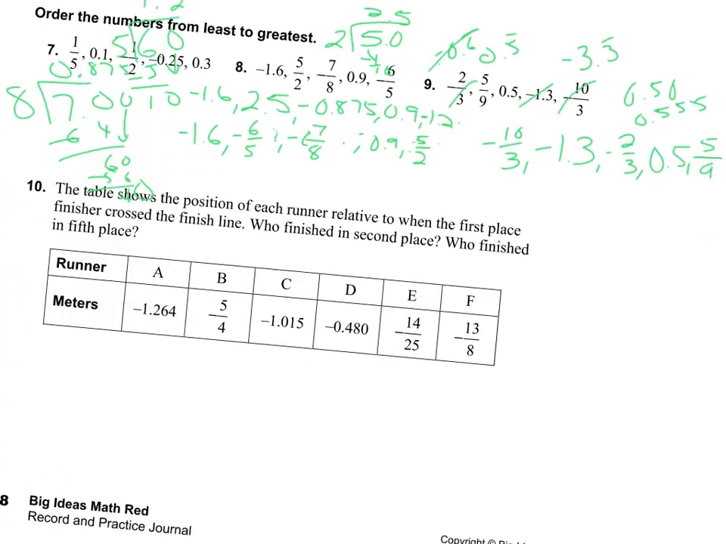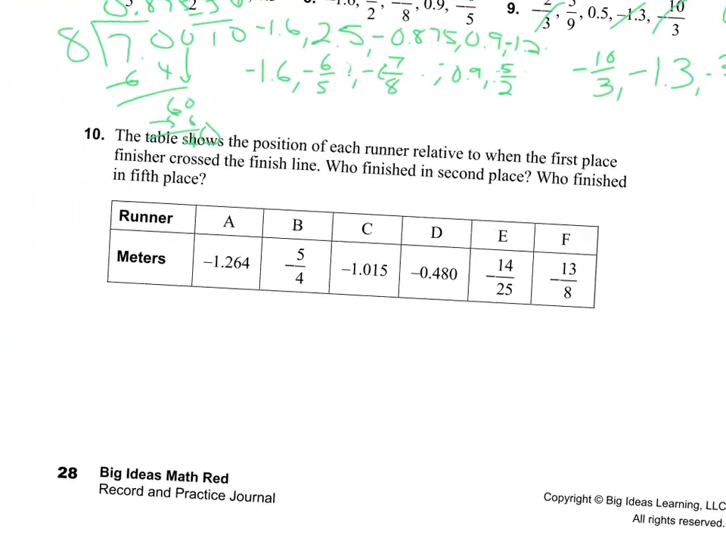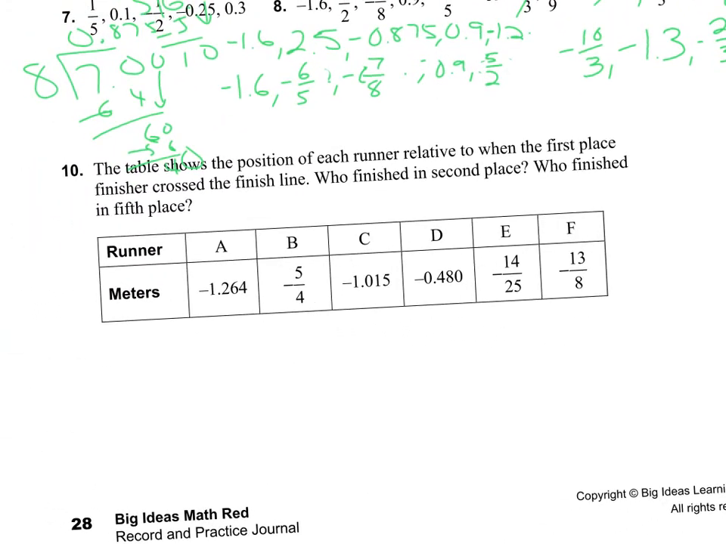Okay, let's do a word problem, and then we will get out of here. The table shows the position of each runner relative to when the first place finisher crossed the finish line. Who finished in second place? Who finished in 5th place? So let's go ahead and put them all in the same decimal form.